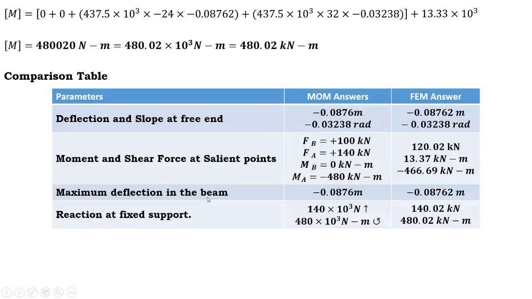Then coming back to the maximum deflection in the beam, that is the third parameter, that is minus 0.0876. Here also in FEM I obtained the same value. Then the last one is reaction. So these are the two reactions I have calculated in mechanics of materials, and I am getting the same two reactions in FEM. So this is how we can solve the problem in case of beams.